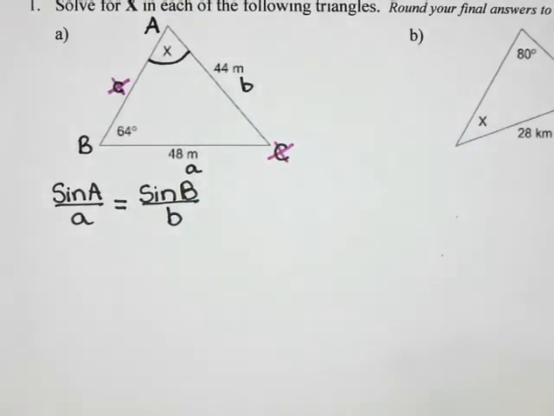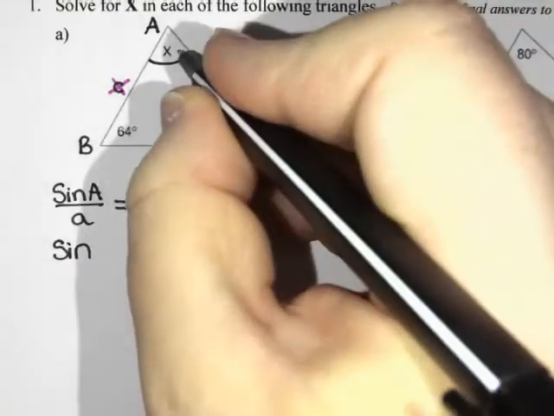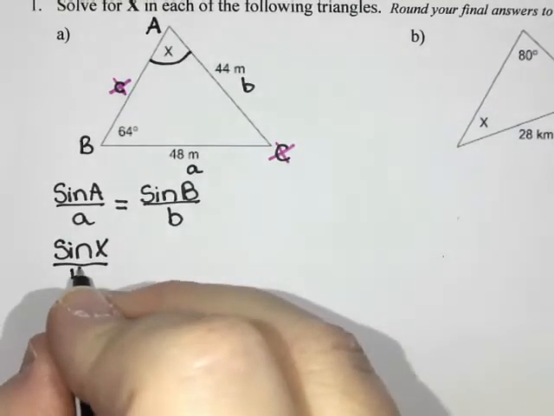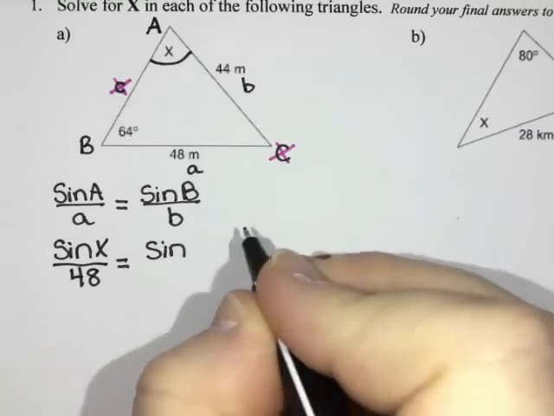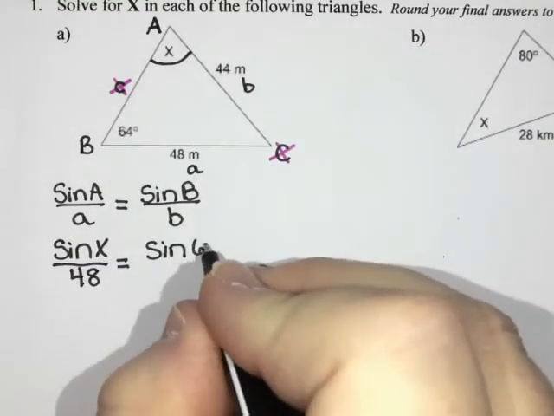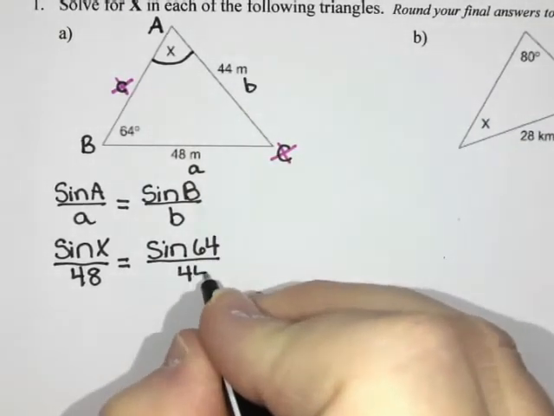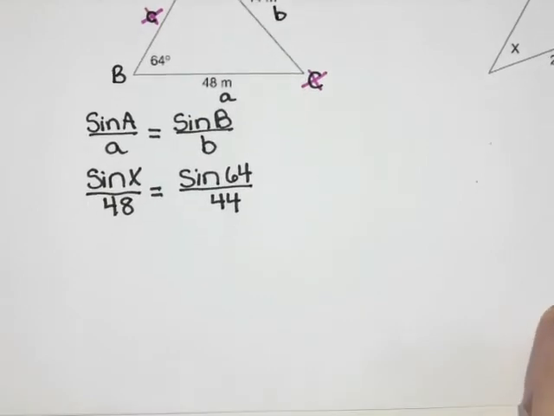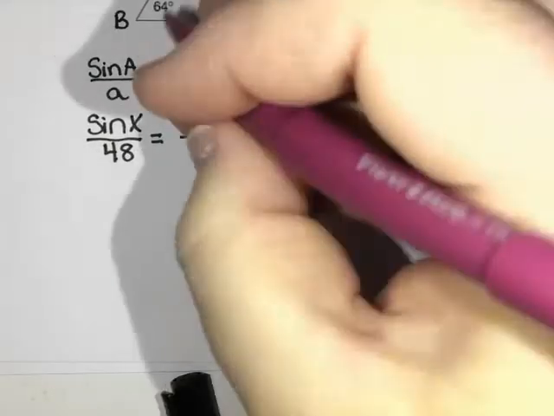Okay, we're going to substitute in our numbers. So I have sine of angle A, which is x, divided by side A, which is 48. And then that equals sine of angle B, which is 64, divided by side B, which is 44. Now, when we learned how to do sine law for a side, our next step was always to cross multiply, and we can still do that here. So I'm going to cross multiply.